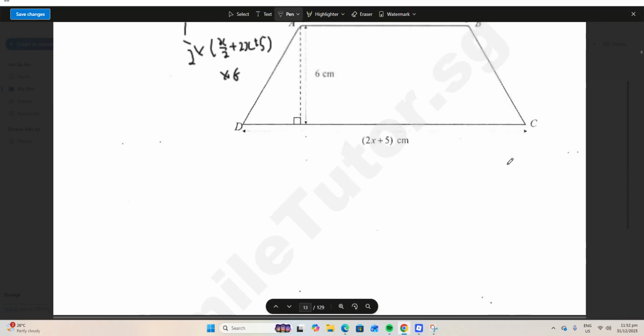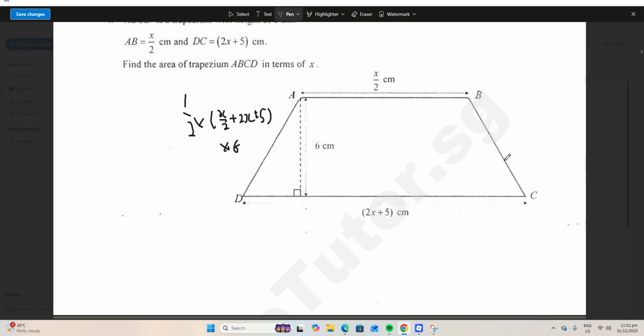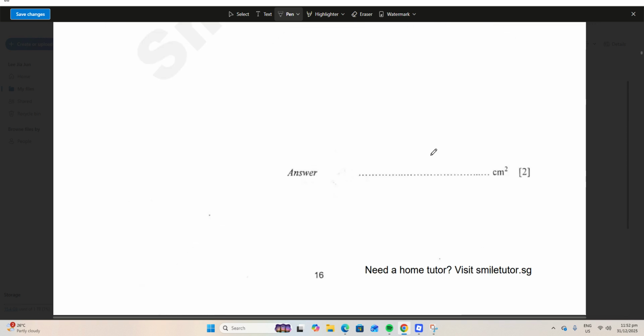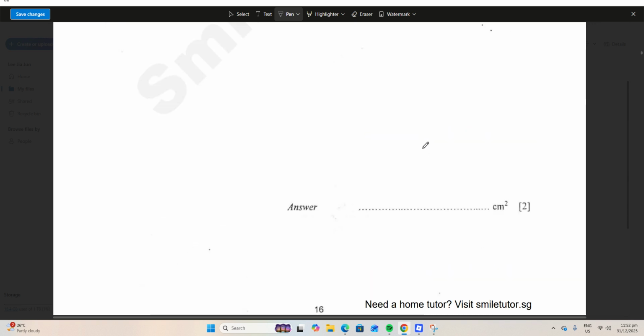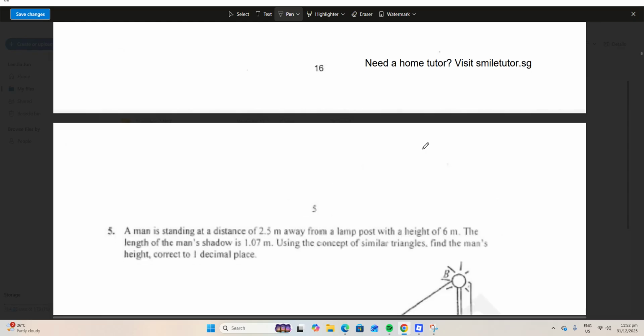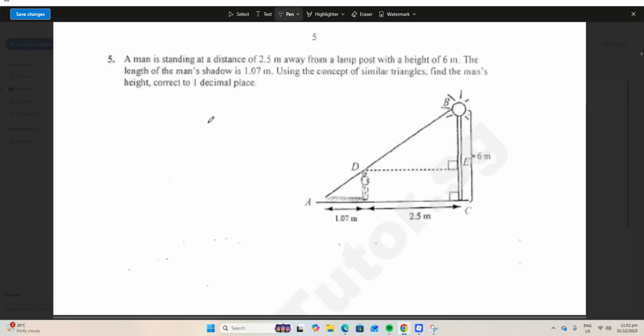Actually, this one I'm pretty sure deserves at least 3 marks. I don't know why they give it 2 marks, but I think Cambridge would give 3 marks for this question. Sorry for the very blurry image, because this is quite long ago, from 2016. I just pulled it up from online. A man is standing at a distance of 2.5 meters away from a lamppost with a height of this. The man is standing here. The length of that man's shadow is 1.07 meters. Using the concept of similar triangles, find the man's height correct to one decimal place.